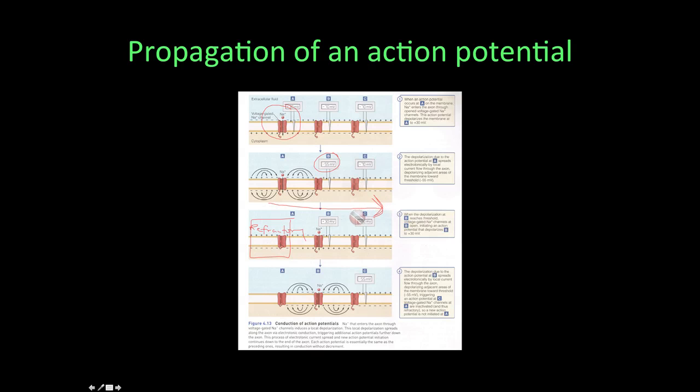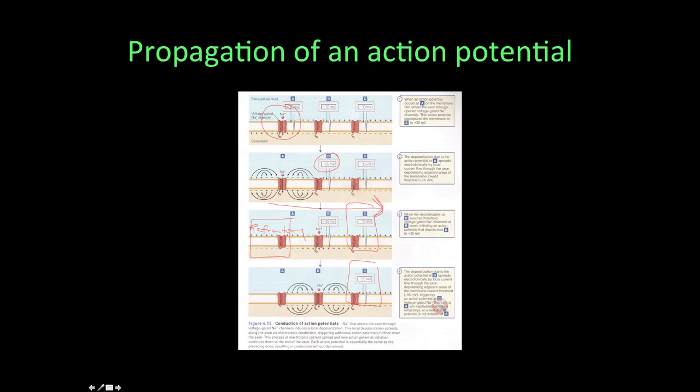Alright? So you see, let's read here. The depolarization due to the action potential at B spreads electronically by local current flow through the axon, depolarizing adjacent areas of the membrane toward threshold, which is around minus 55 millivolts, triggering an action potential at C. Alright, so that would be C, will be this fella here. Alright, well, in this case, it will be this one here.